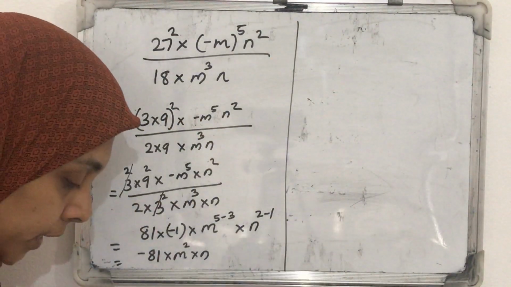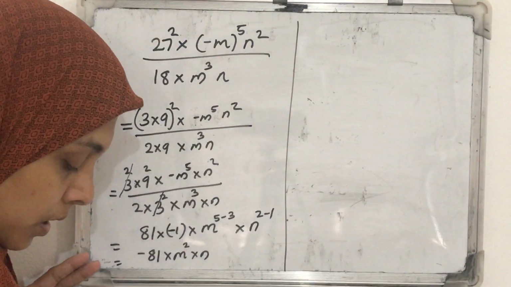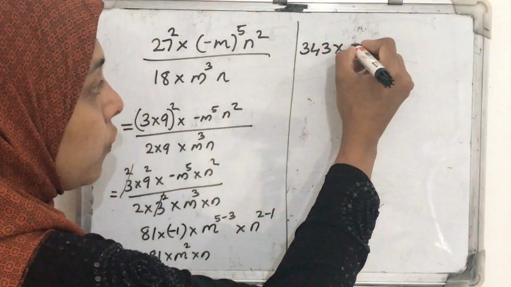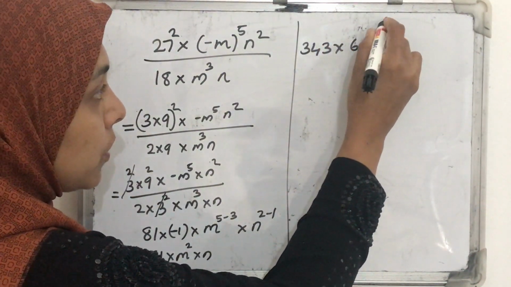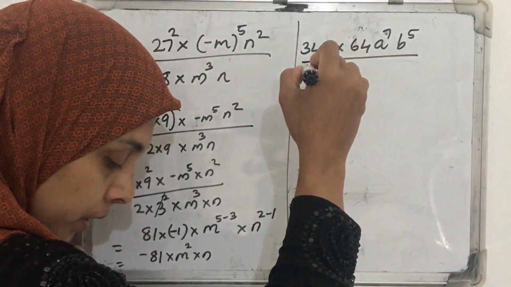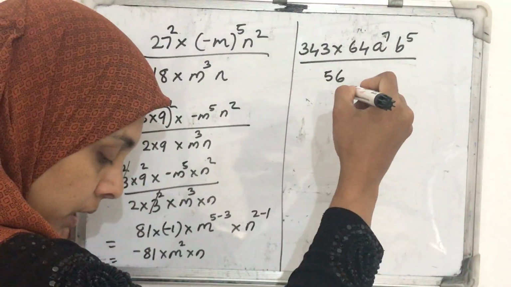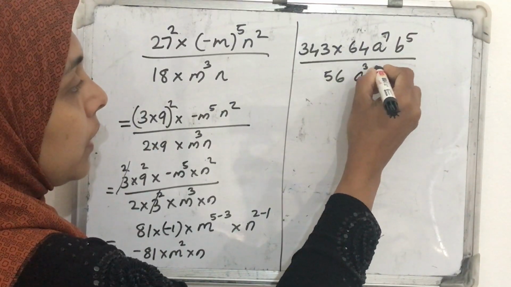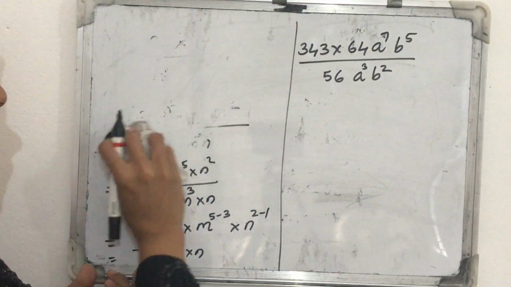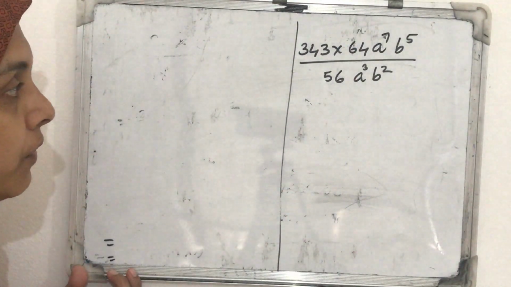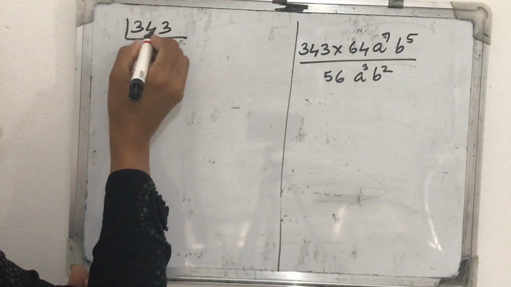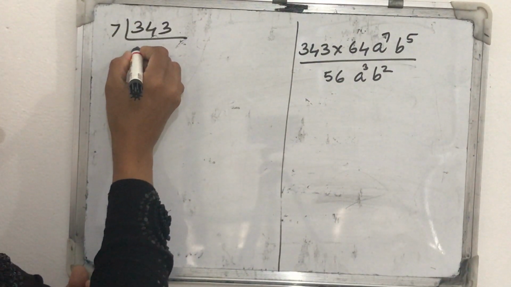So, just like that, another question: 343 into 64 a raised to 5 a raised to 7 b raised to 5 divided by 56 a cube b square. For that, first we factorize the number 343. Okay, 343, when we factorize, that way we can do. 343, when we write, it will be 7.